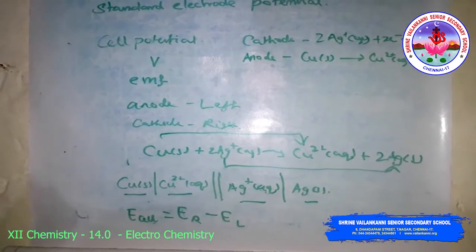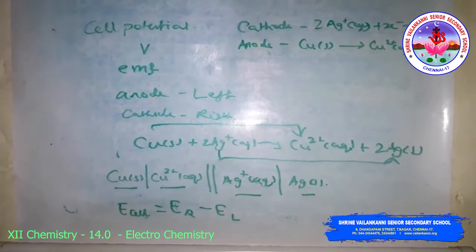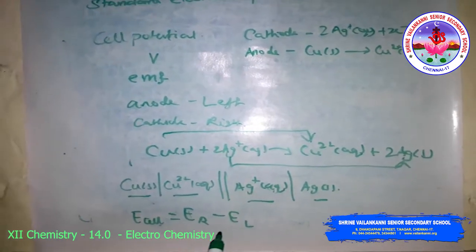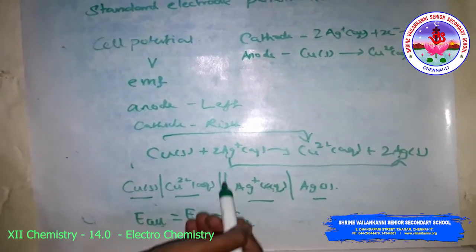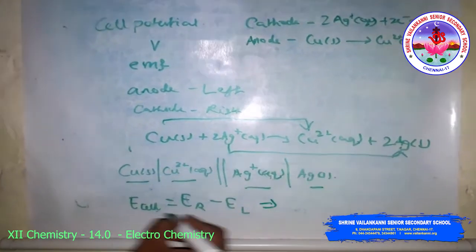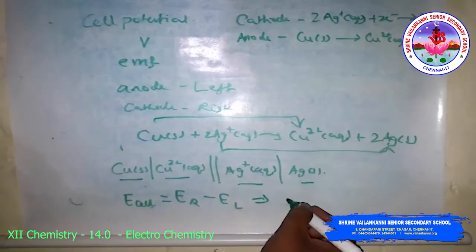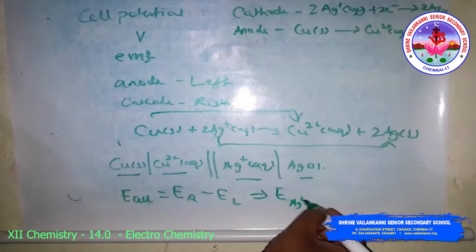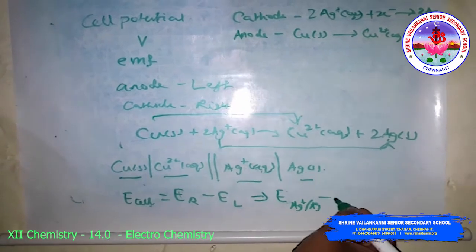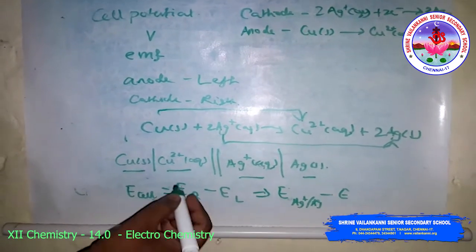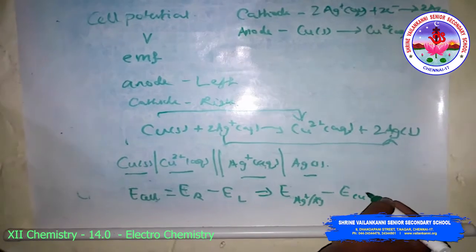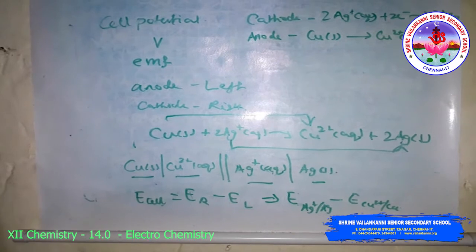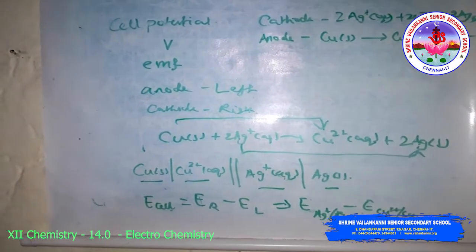For this reaction, the right side is the cathode, so E cell is equal to E right minus E left. That is, E cell equals E of Ag plus/Ag minus E of Cu2 plus/Cu. This is then the measurement of electrode potential.